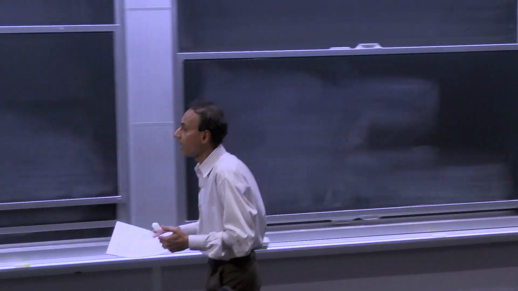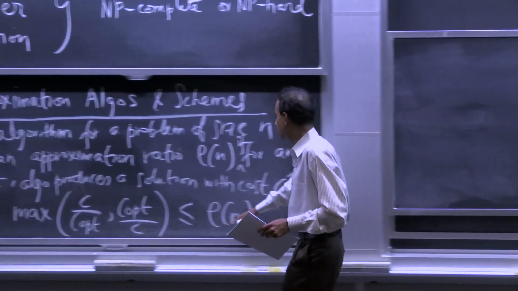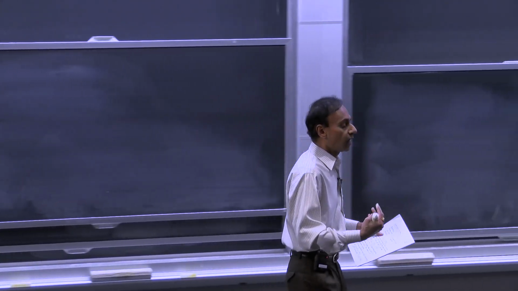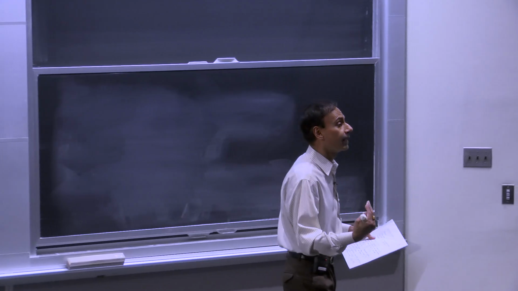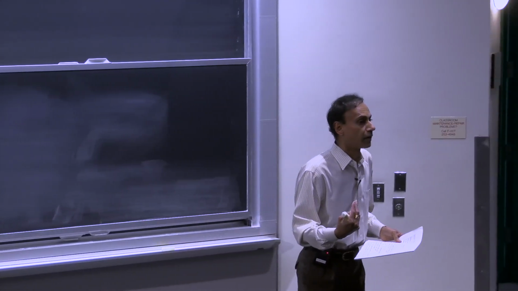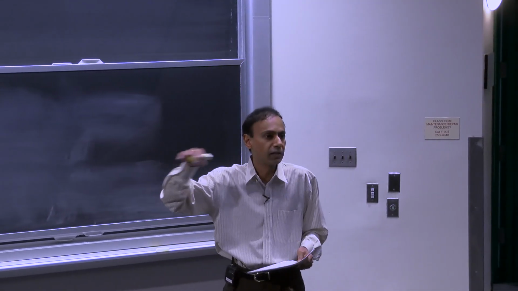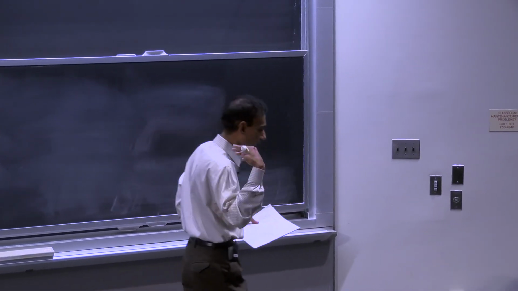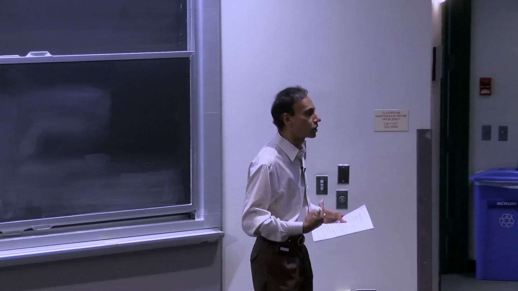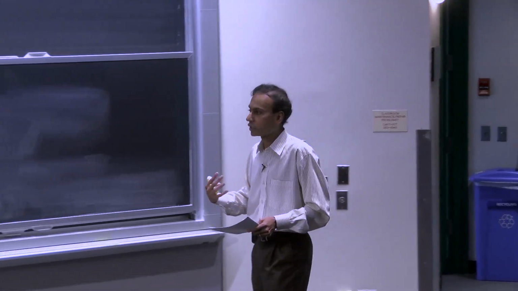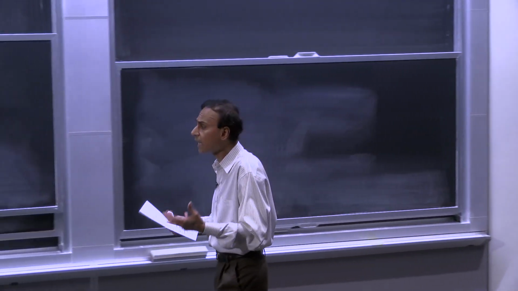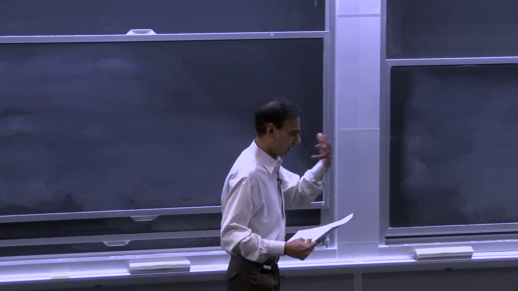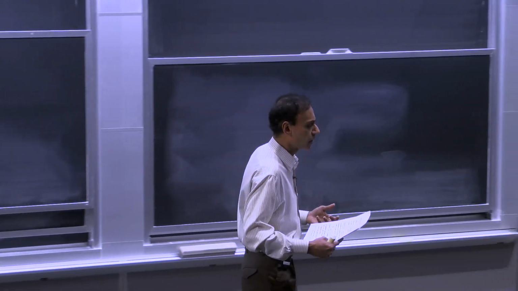Now, I did say rho of n there, so this could be a constant, or it could be a function of n. If it's a function of n, it's going to be an increasing function of n. Otherwise, you could just bound it and have a constant, obviously. So you might have something like, and we'll see one of these, a log n approximation scheme, which says that you're going to be within a logarithmic factor of the answer, a minimum or maximum.